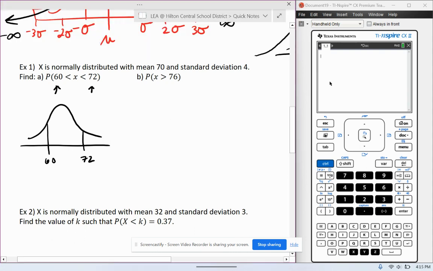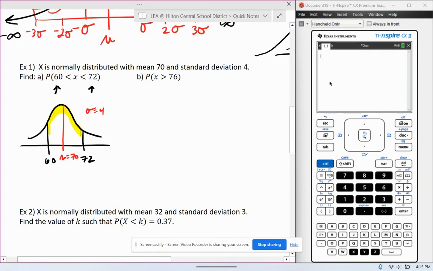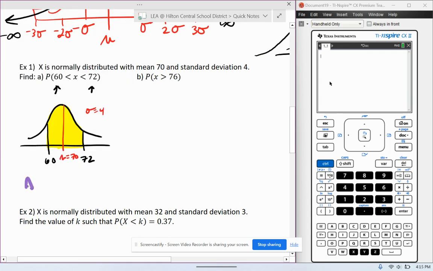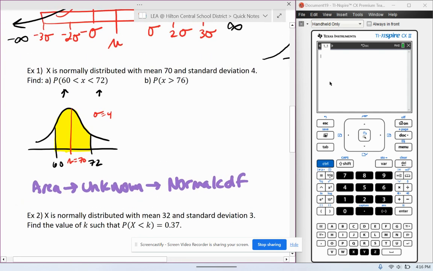So I'm going to read this problem. X is normally distributed with a mean of 70 and a standard deviation of 4. We want to find the probability that an X value falls in this area on the graph. If you'll notice, the area here is unknown. When we have an unknown area and we're trying to find the area or the probability, we are going to use something in our calculator called the normal CDF, okay? And inputs for the normal CDF are going to look like this.